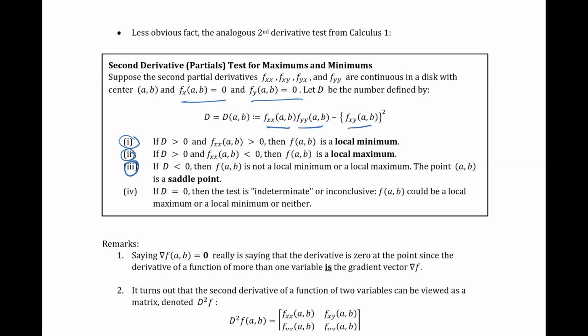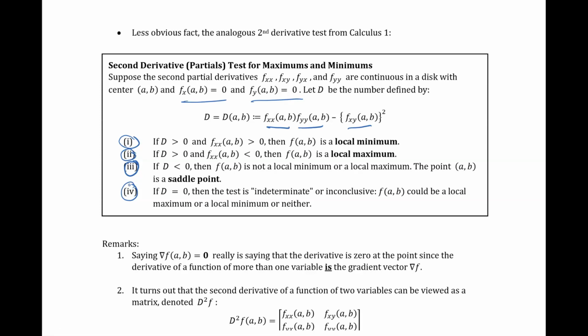All right, if that number capital D comes out 0, that's the only other possibility, positive or negative or 0, then we can't say anything. We might have a max or a min. We might have neither a max nor a min.